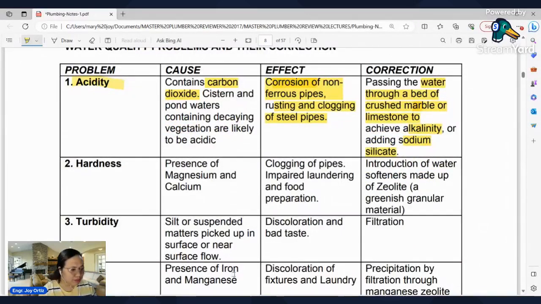Another problem is hardness, caused by the presence of magnesium and calcium. That is also a reason pipes get clogged, and it causes impaired laundering and food preparation. The correction is water softeners made up of zeolite, a greenish granular material.